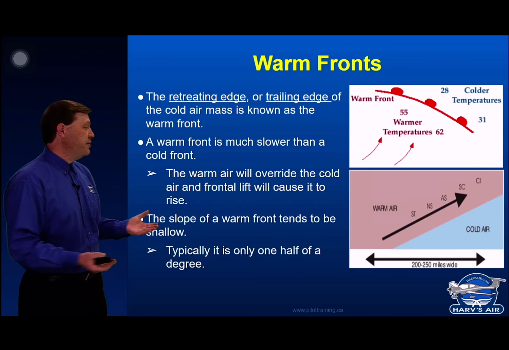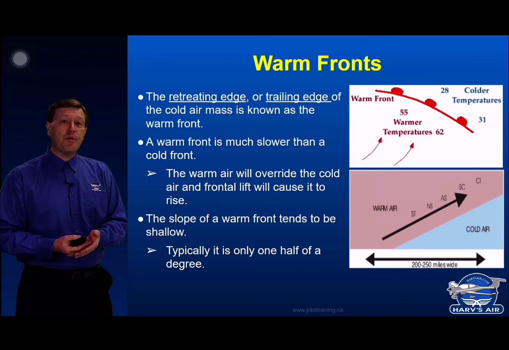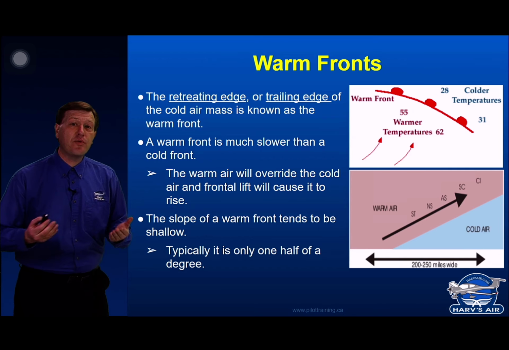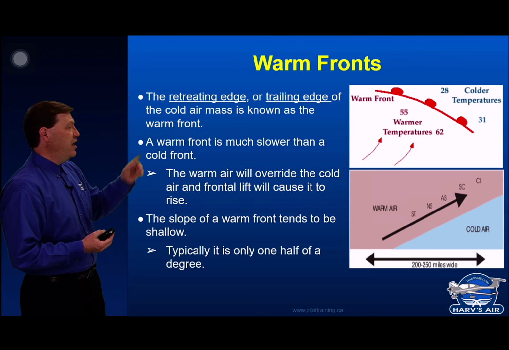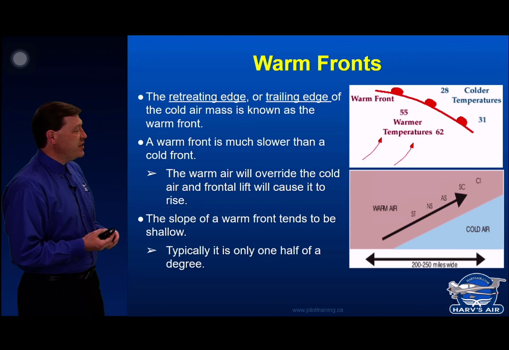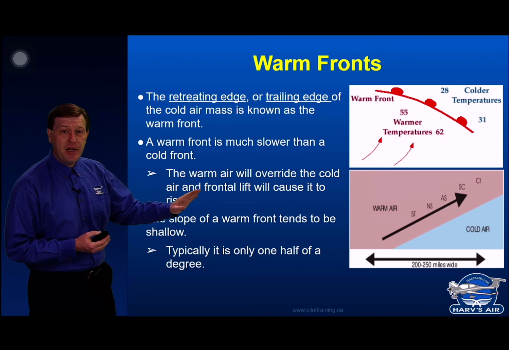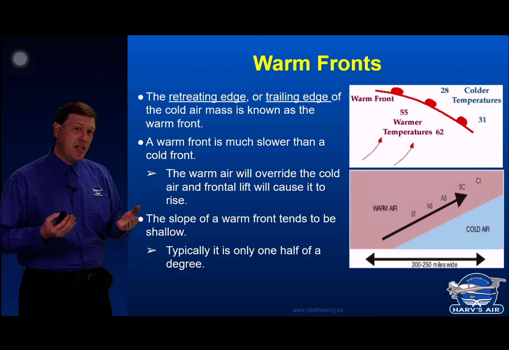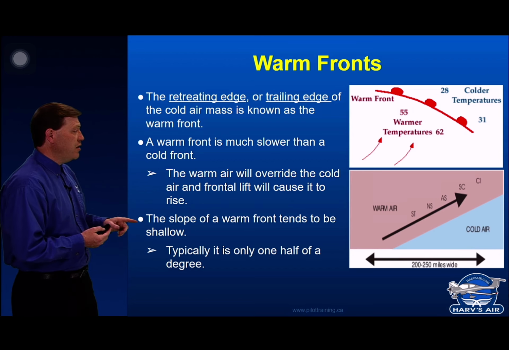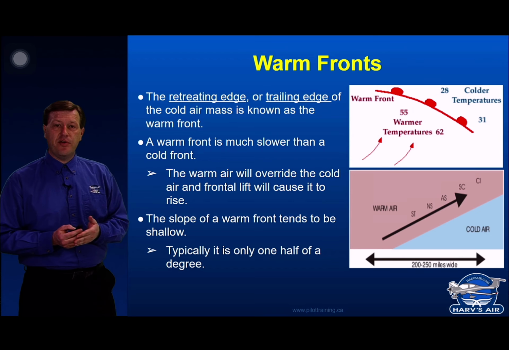Now, warm fronts. I drew you this on the whiteboard already. Remember, warm fronts are the retreating edge or the trailing edge of the cold air mass. Warm air masses we've seen are slower. The warm air masses tend to go up and over top, less dense air. They gotta go over top of that cold air. The slope of a warm front tends to be very shallow, typically only 1/2 of a degree.